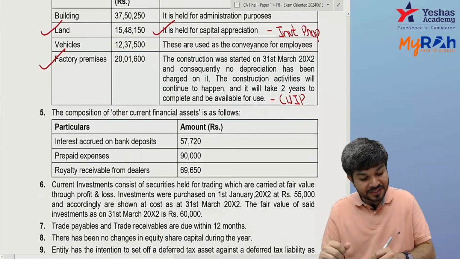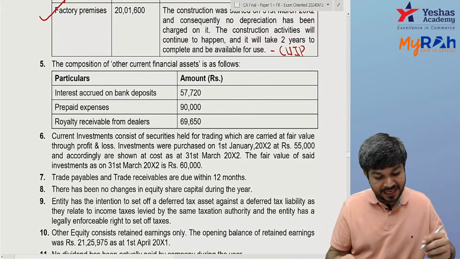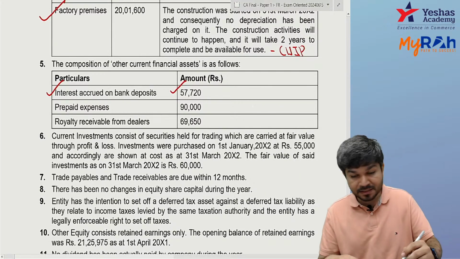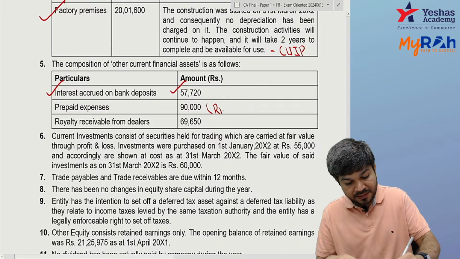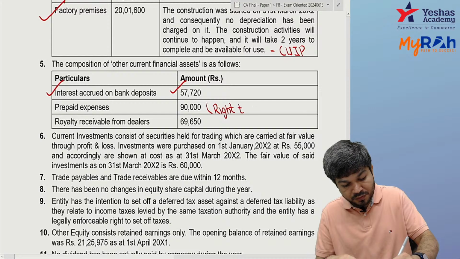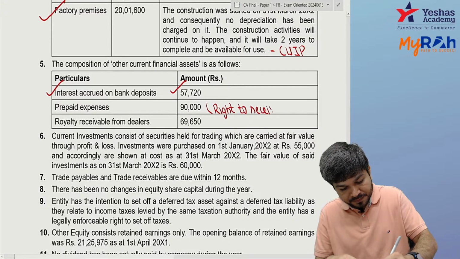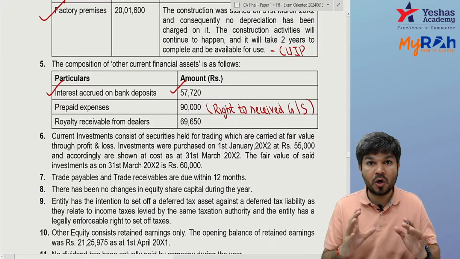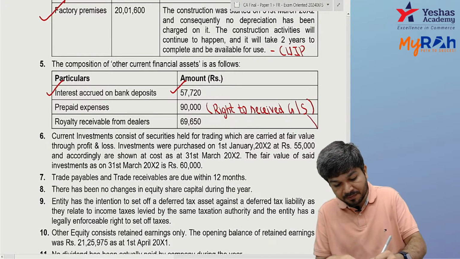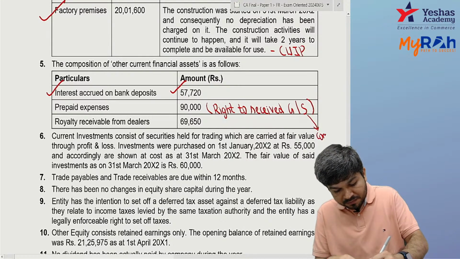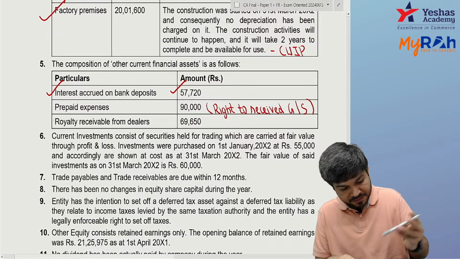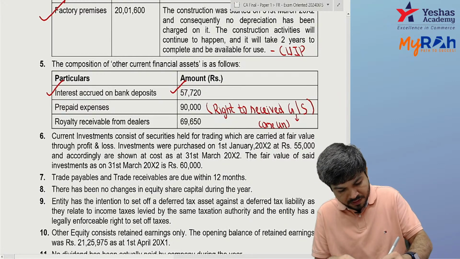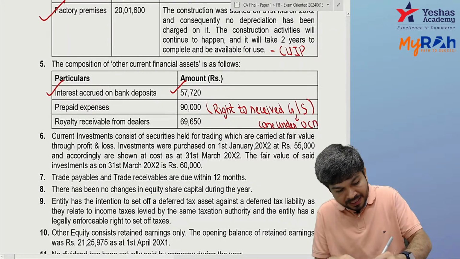Okay, other financial asset. Interest accrued, it's other financial asset, correct? Prepaid expense. I have a right to receive goods or services. It will not come under other financial asset. It will come under other current asset.